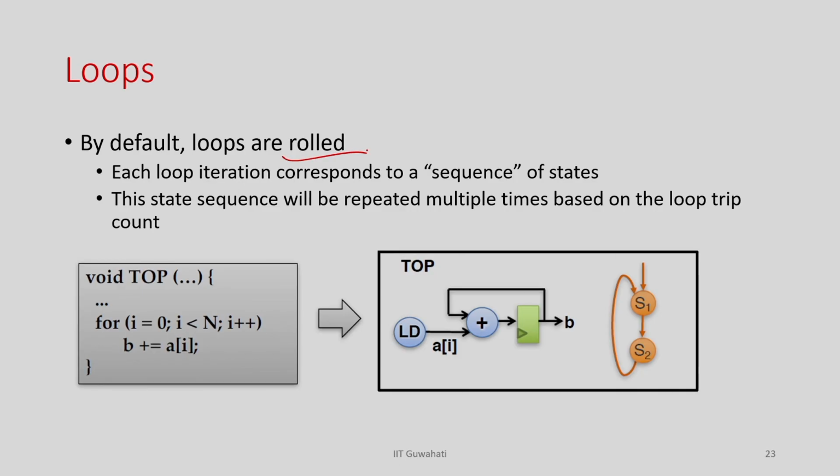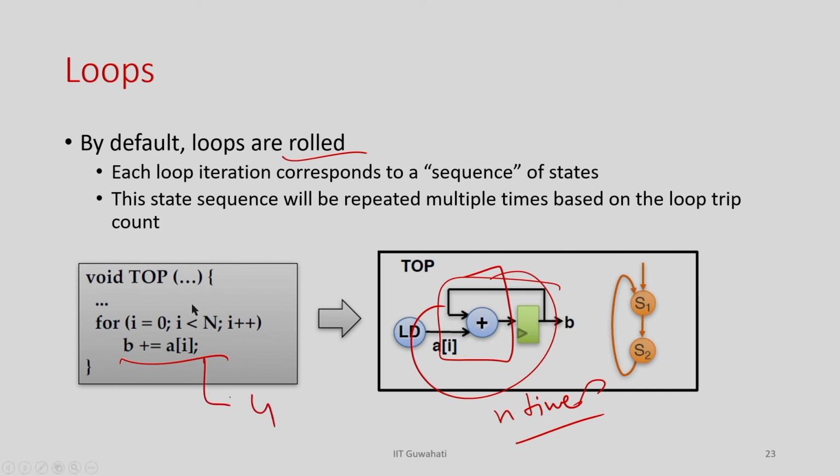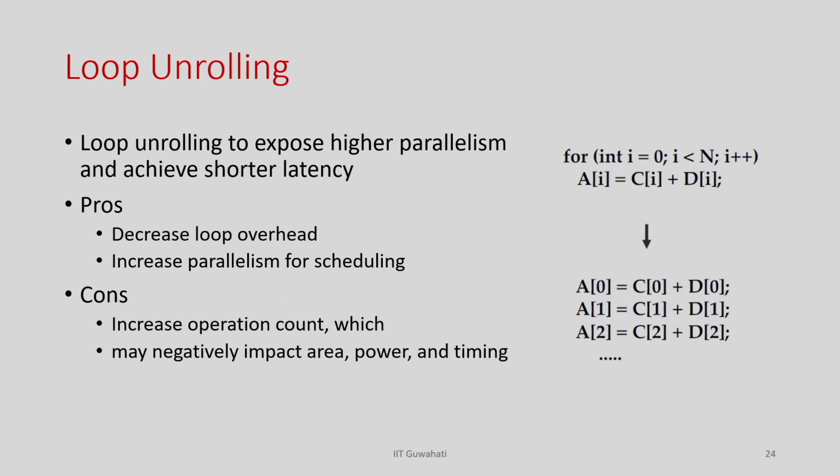So, loops by default have a rolled implementation. You have this loop, so it will create one body of the loop and it will get iterated n times, right. This is called iterative implementation or rolled implementation. If one iteration takes, say, 4 cycles and it is an n-times loop, it will take 4 into n clocks to complete that implementation. Okay. Other than that, the loop can get unrolled.